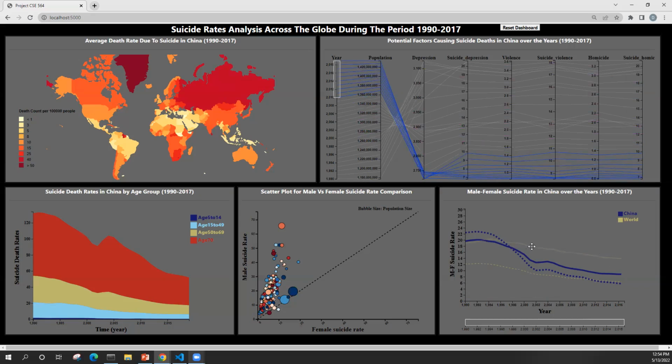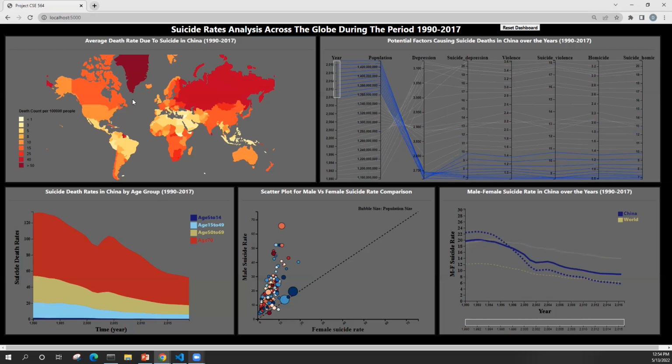Also, we can see the world data set as well. Here we can see that China was comparable to the world data set in the initial years till 1996. And as we move along the timeline, the suicide rates in China have decreased rapidly as compared to the world.